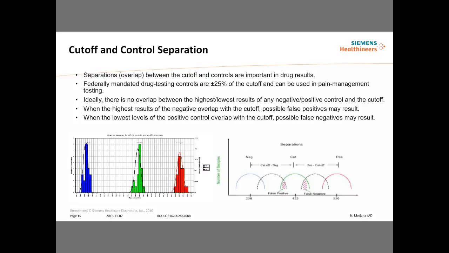However, if the high results of a negative sample or negative control overlap with the cutoff, as you see here, the negative sample can give false positive results. Or if the lowest data from the positive control overlap with the cutoff, it causes false negative results. As you see here on the left, for this assay, the statistical overlap between the cutoff and control is zero. That means none of those in n equals 20 tested for each level overlap with the cutoff.